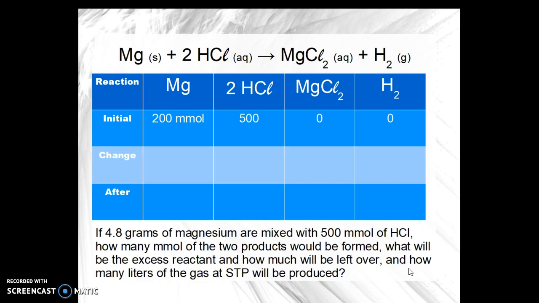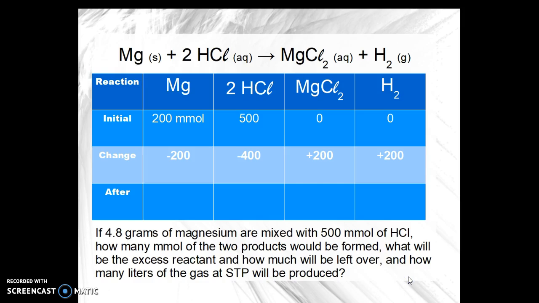So let's see how much hydrochloric acid we will need for all 200 millimoles of magnesium. Well, if you look at the balanced equation, you see you need twice as many moles or millimoles of hydrochloric acid as of magnesium, and 2 times 200 is 400. So we need 400 millimoles of hydrochloric acid to react with all of the magnesium. So all of the magnesium reacts, but the hydrochloric acid is in excess, as it usually is when we have equations like this.